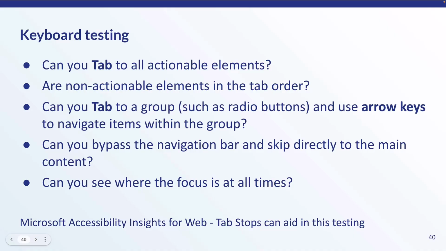To review, for keyboard testing, we want to ask these questions. Can you tab to all of the actionable elements? Are there any non-actionable elements in the tab order? Can you tab to a group, such as radio buttons, and then use the arrow keys to navigate through items within the group? Can you bypass the navigation bar and skip directly to the main content? Can you see where the focus is at all times? You can use Microsoft Accessibility Insights for the Web Tab Stops feature to aid in this testing, or you can just focus on only using the keyboard and do all of these tests.